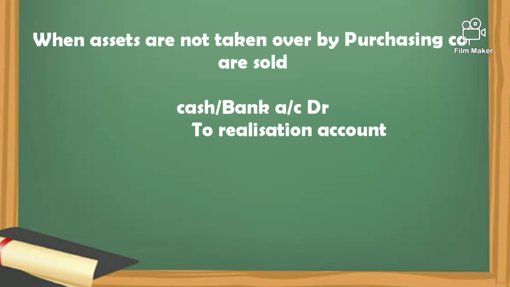And the next entry will be when the assets are not taken over by the purchasing company and those assets are sold to some other people. Then the entry will be cash or bank account debit. Means when we are selling the assets, we are getting the cash, right? So cash or bank account debit to realization account. Got the point?